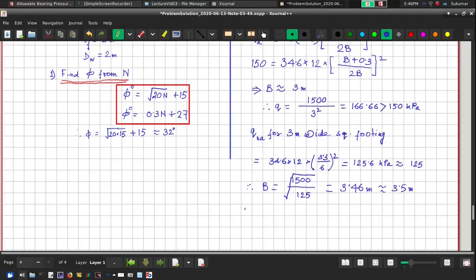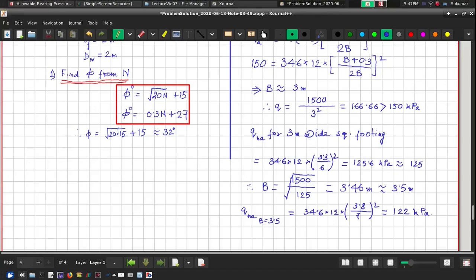So QNA for B equal to 3.5 is equal to, again, 34.6 into 12 into, this will be my 3.5 plus 0.3, so 3.8, divided by 3.5 into 2, that is 7 whole square, and this is equal to 122 kilopascal.